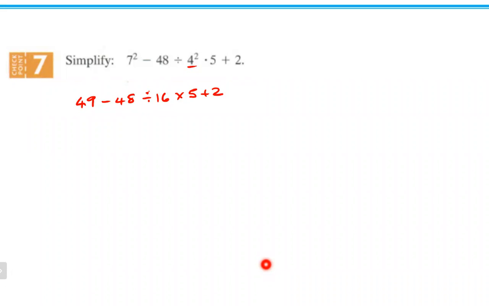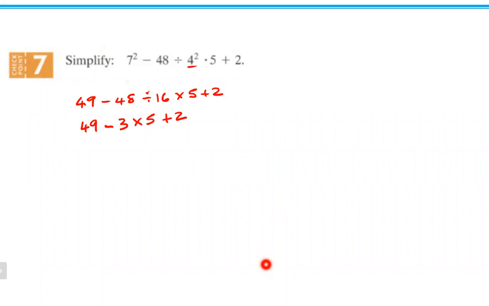Okay, so you have 49 minus, 48 divided by 16 gives you what? 3. Okay, so we're going to put times 5 plus 2. So we did the division.